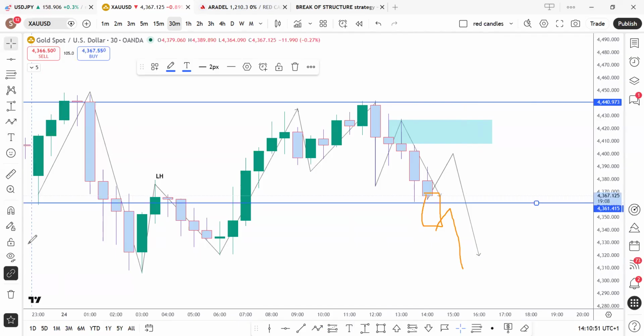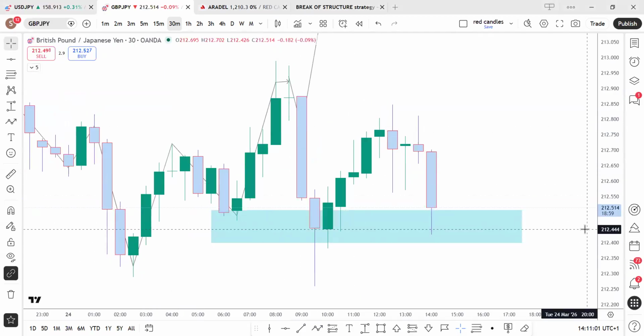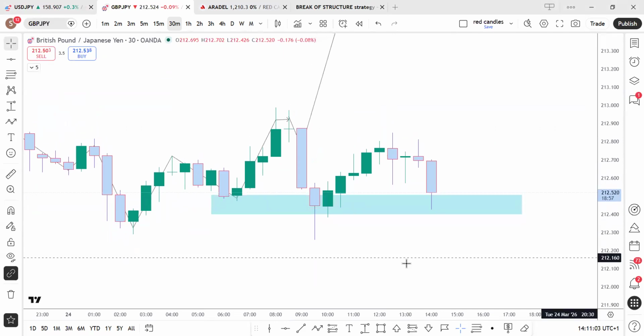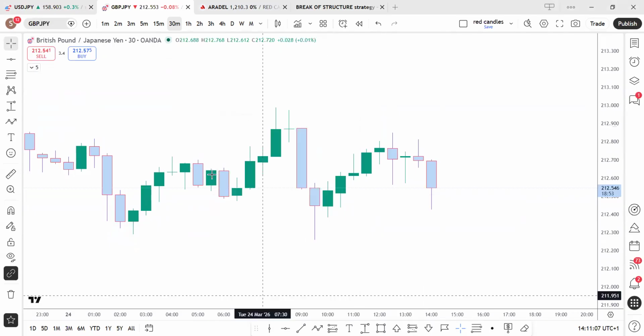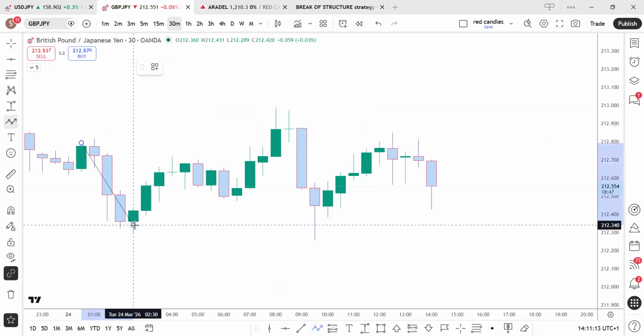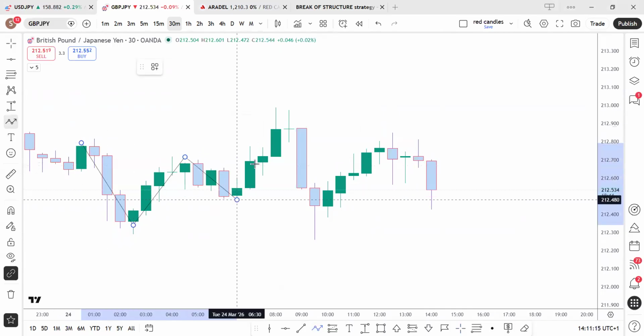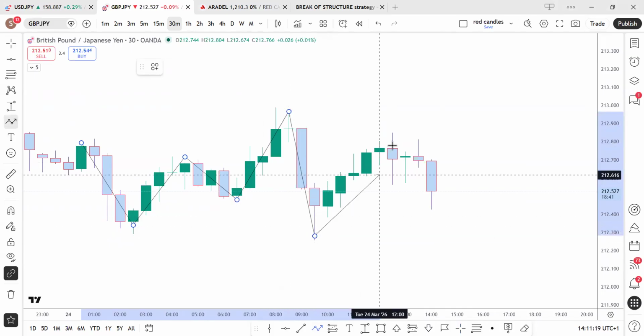Let's look at the next chart. Okay, this is pound yen. Pound yen too is just going sideways at the moment. You can see what it's doing. It's not giving you a clear trend, right? It's pushed down, pushed up, went down, then came back down there. It went up there.